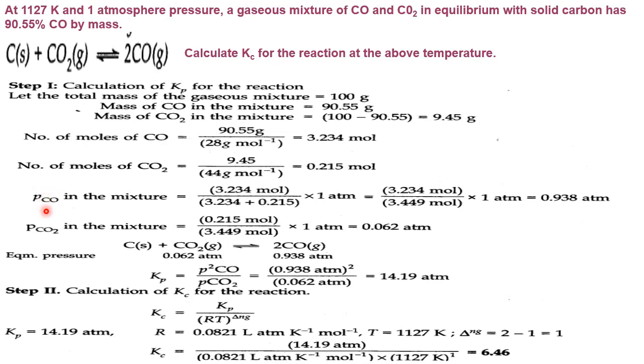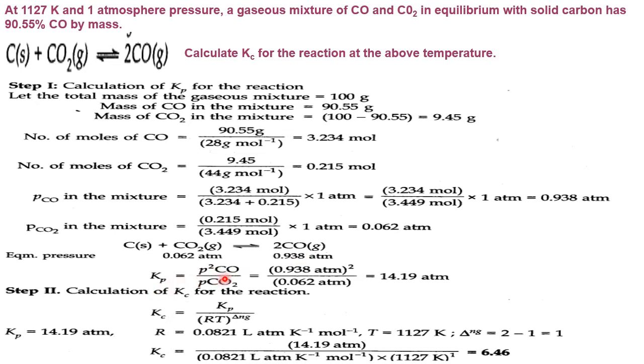In the same way, partial pressure of carbon dioxide is equal to the mole fraction of carbon dioxide, which is the number of moles of carbon dioxide by the total moles, into total pressure. That gives you 0.062 atmosphere. So once you know the partial pressure of CO and CO2, we can calculate the Kp. For this reaction, the partial pressure of carbon dioxide and of carbon monoxide have been calculated. Now let us calculate Kp.